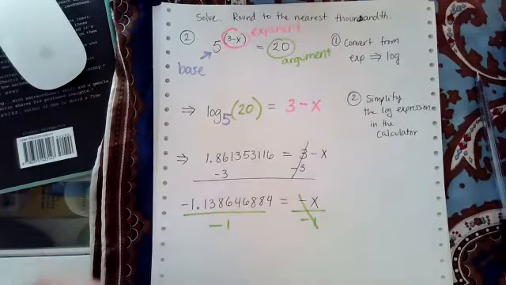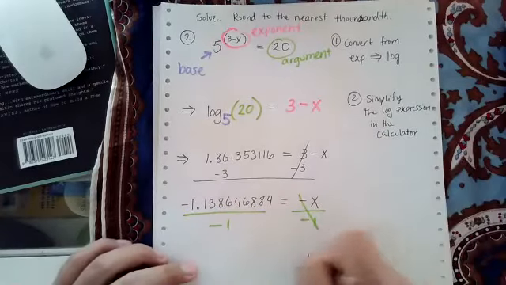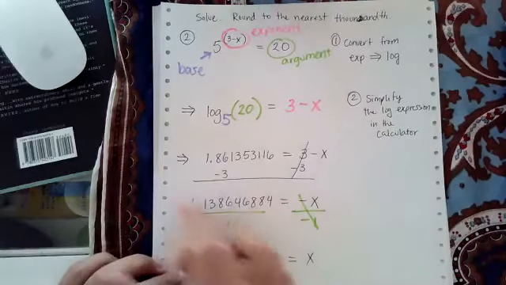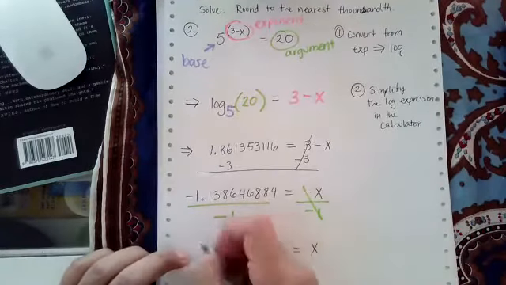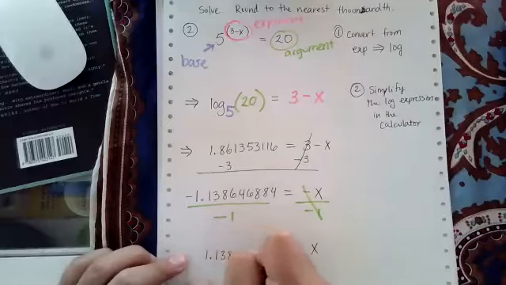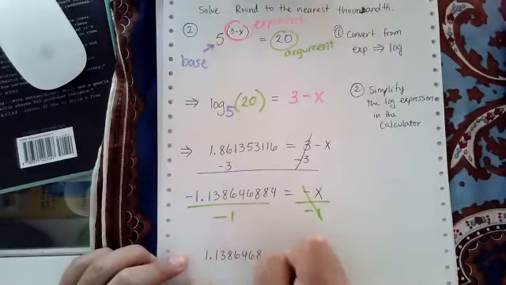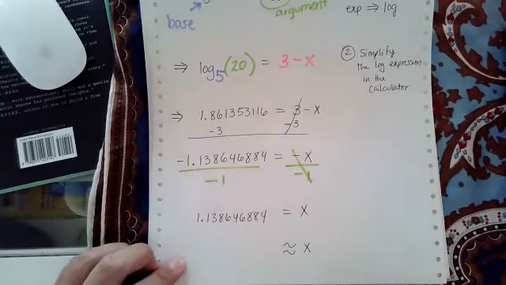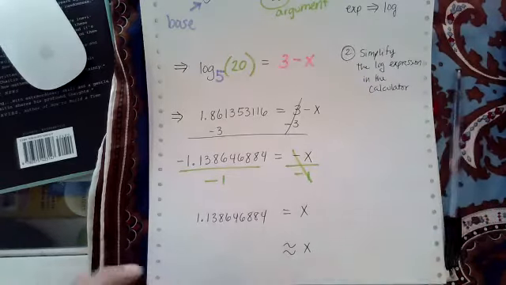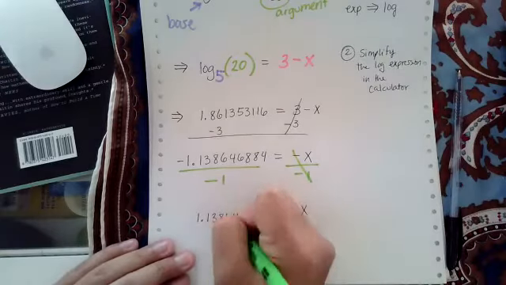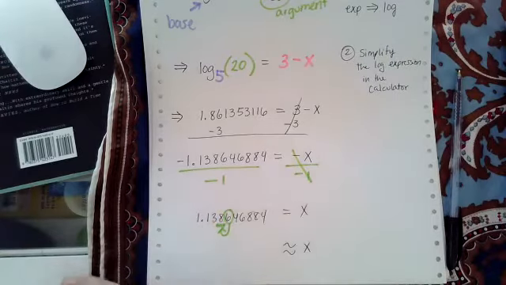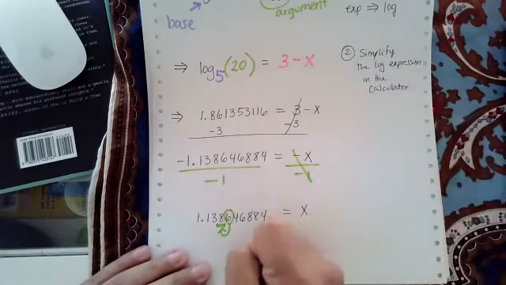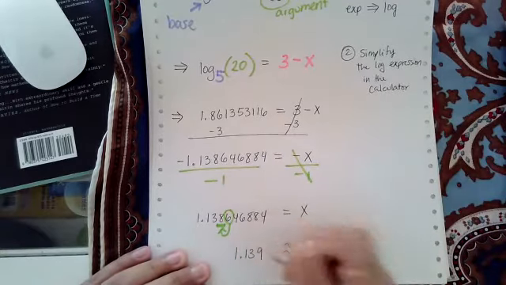So there we go. x is equal to, now a negative divided by a negative is going to be positive, so we're just going to have positive 1.138646884, and rounding to the nearest thousandth. So if we're rounding, we're going to get an approximate answer. Nearest thousandth is the third decimal place. So here, and that 6 is large enough to bump this up to a 9. So our answer should be 1.139.